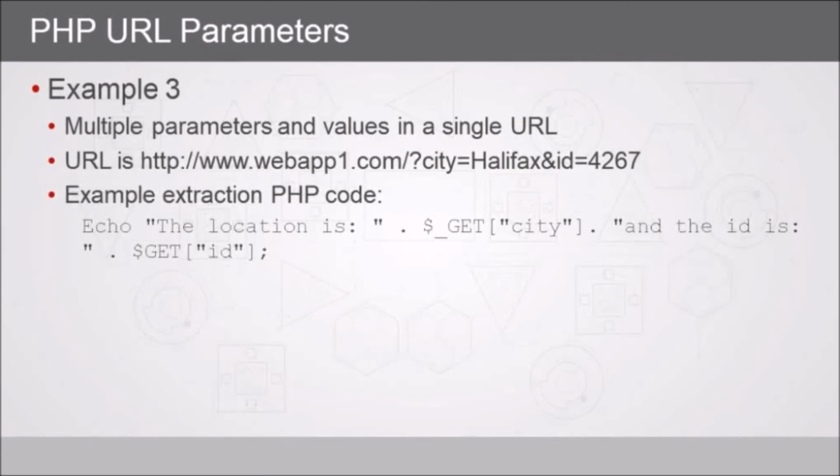In our third example, we've got multiple parameters and values passed in a single URL. As we can see in the example, after the question mark, we've got city equals Halifax, and we've got an ampersand symbol, ID equals 4267. Extracting those items is really no different. It's just that we're doing multiple items because multiple parameters were passed on the URL. So we're still using $_GET, and within square brackets, we're still referring to that parameter name within quotes.